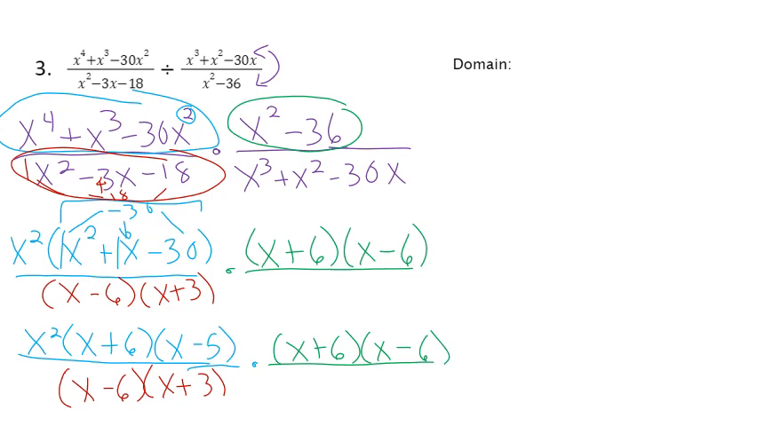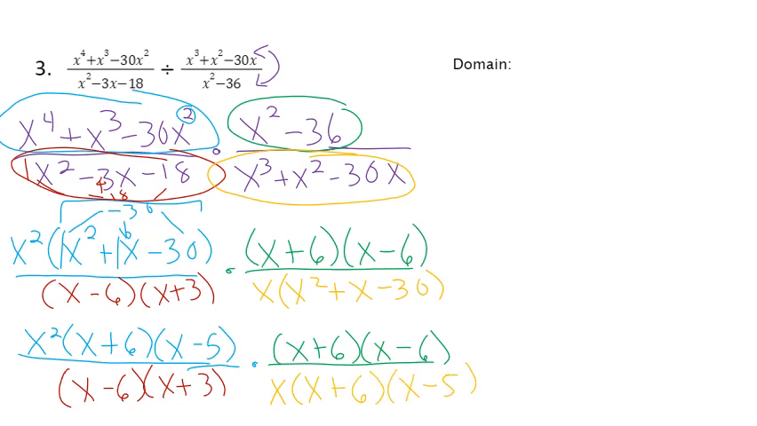And then for the last piece, that denominator of the second expression, I have a GCF of x. They all have an x in common. And then factors of 30 that add to 1, that'd be 6 and negative 5.